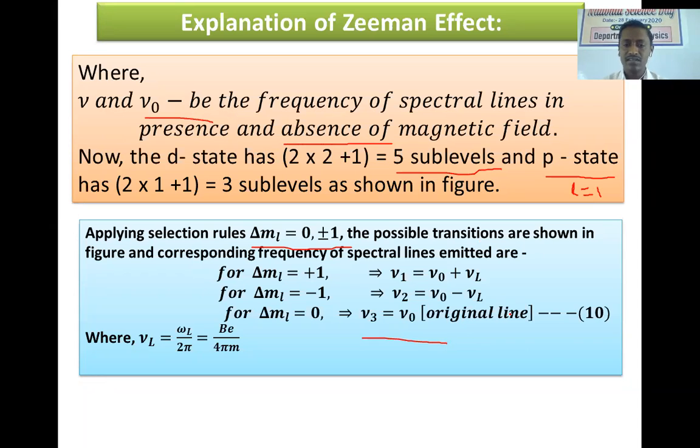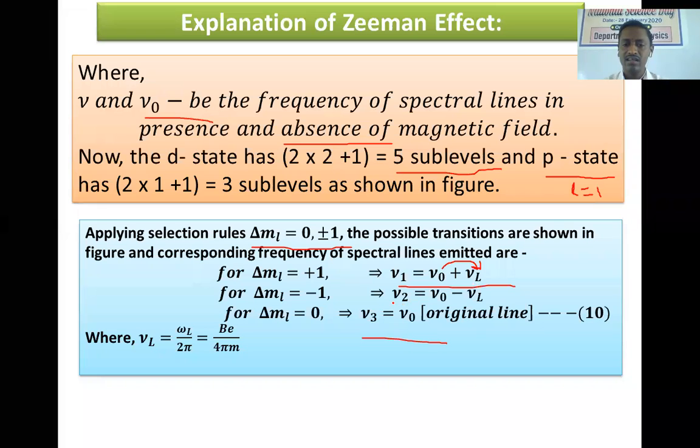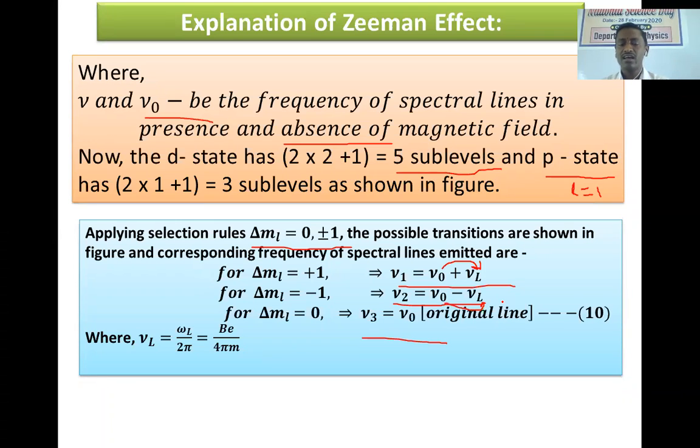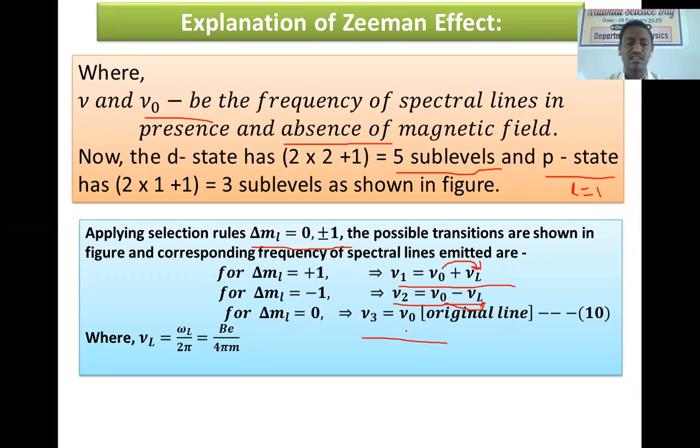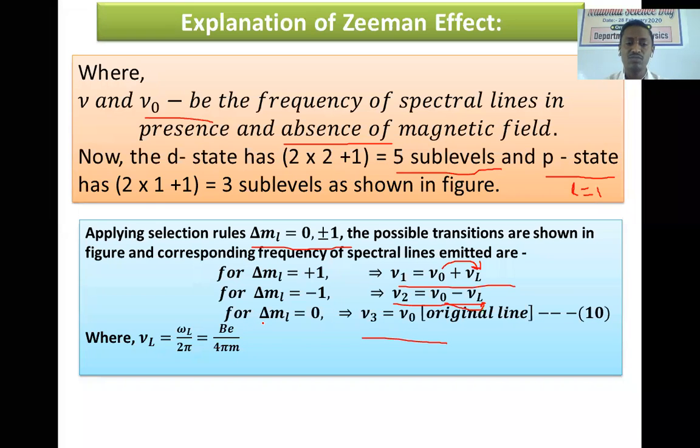Means here the frequency of one spectral line is more than the original line, that is nu 0 plus nu l, means its frequency is more than the original line by nu l. Again, for the second case, nu 2 equals nu 0 minus nu l, so the frequency is less than that of the original line, and the third kind of spectral line having frequency equal to that of the original line is obtained. Okay, where nu l equals omega l upon twice pi, that is B e upon 4 pi m.